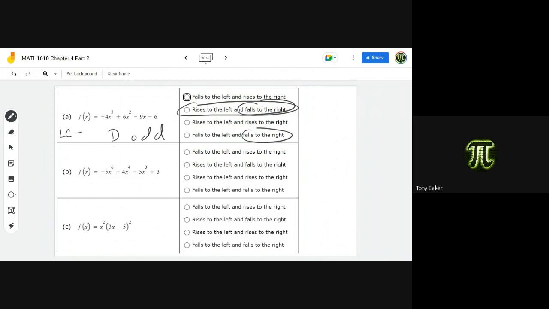Let's look at B. My leading coefficient is negative and my degree is even. So the right is falling, and since it's even, they both fall.